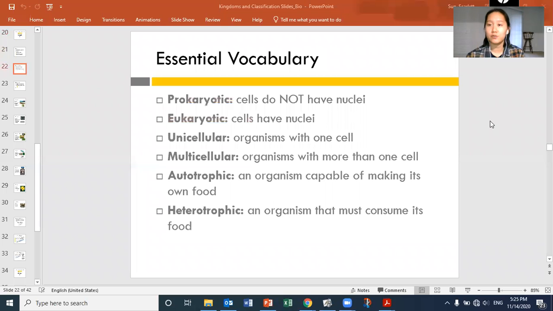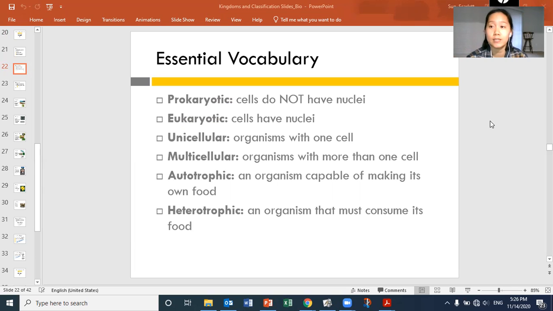So here's some essential vocabulary. If you have a notebook, I would love it if you could pause and write these down so that you can reference them if you don't already know them. Prokaryotic means that the cells in the organisms do not have nuclei, which means that DNA is just kind of floating around inside the cell. Eukaryotic, on the other hand, means that cells do have nuclei, so the DNA is covered by a membrane and it's in a specific area in the center of the cell.